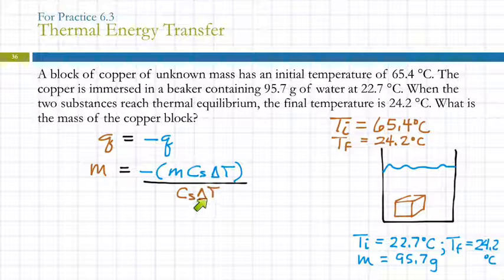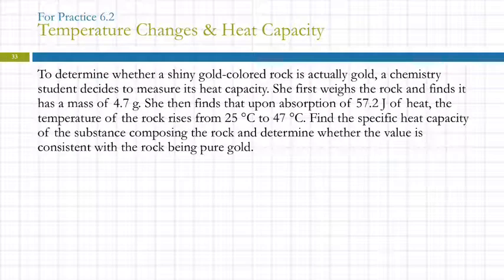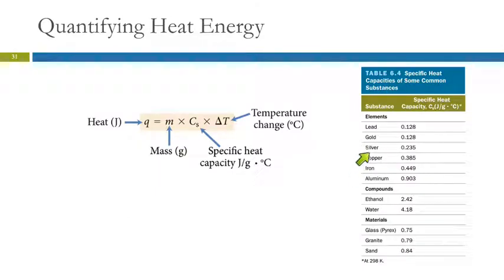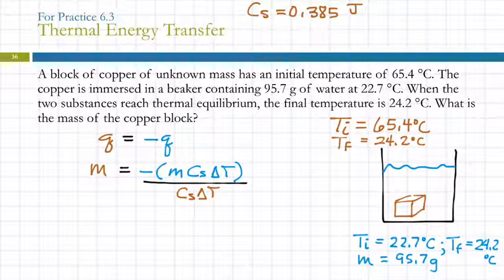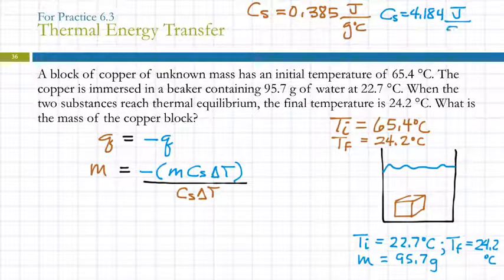So I have these delta T's where I can find them, right? It's the final minus initial. I have the mass of the water. I need specific heat capacities. I'm going to go to a table and look those up. So let's go back to the table. There it is. So copper, 0.385. Water is 4.18. So C sub S for the copper is 0.385. Units are joules per gram degrees Celsius. And for the water, C sub S equals 4.184 joules per gram degrees Celsius. I looked those up. You don't memorize those.